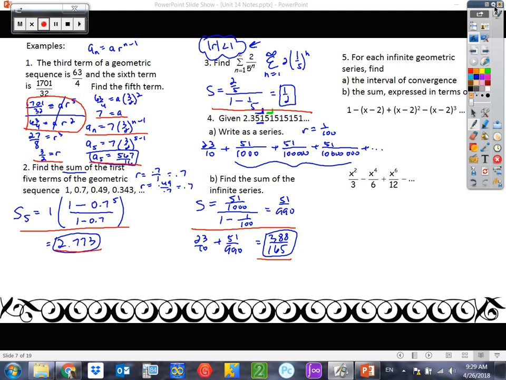Let me get a little space over here. Come on, you can do it. There we go. Get a little space. So let's find R.